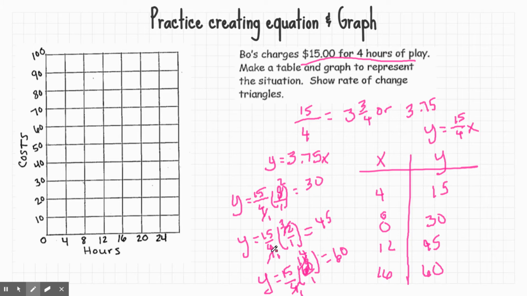Okay, now I have my points and I can draw my graphs. So I've got 4 and 15 right here. 8 and 30 right here. 12 and 45, and 16 and 60. So then I can draw my line, and there's my graph.